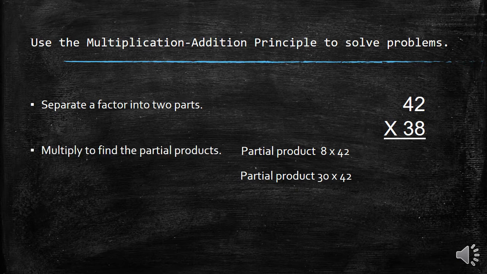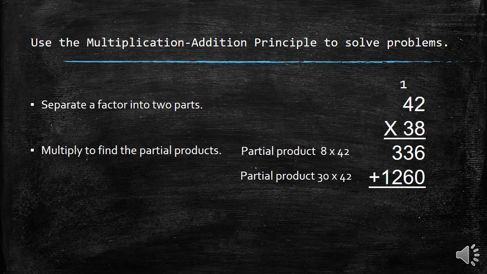Now it's time to multiply to find those partial products. 8 times 42 is 336. Remember, when you're multiplying, 8 times 2 is 16. That's why we put the 1 over top of the 4. That's in the tens place. And 8 times 4 is 32. We add that 1 to it and we get 33.